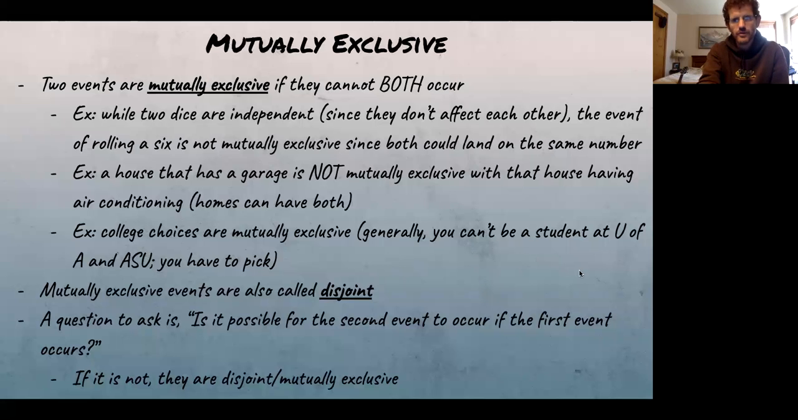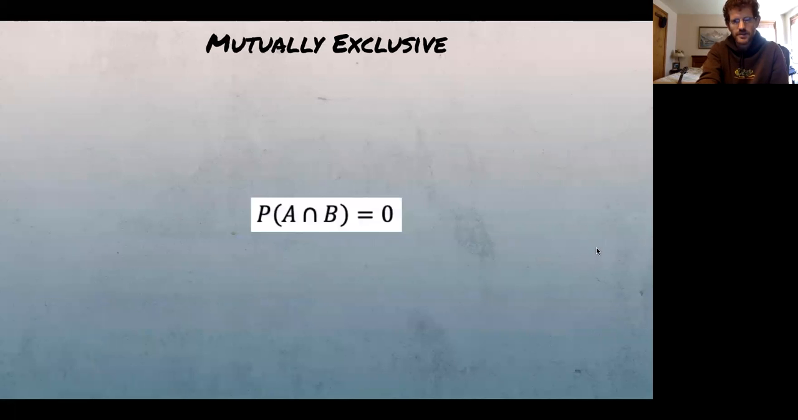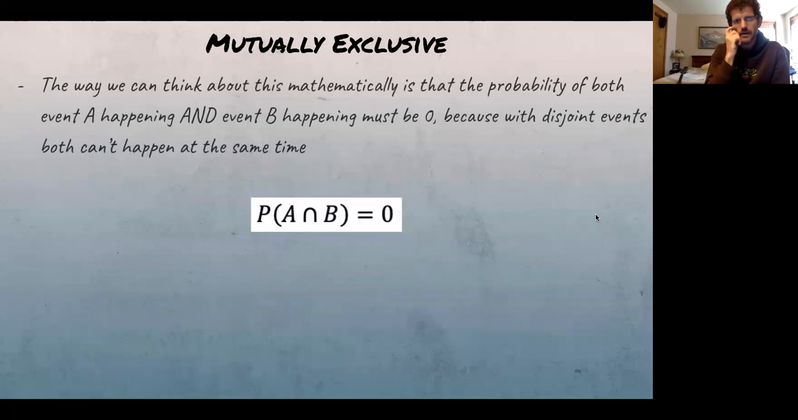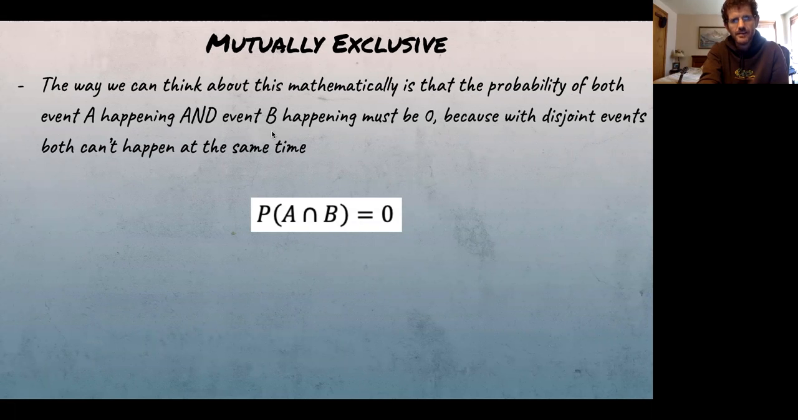And if you do have any questions, you can chat them at me, anything like that. Raise your hand. So now we're going to look at this mathematically. We're still looking at mutually exclusive. So there are 2 ways we can think about it. The probability of event A happening and event B must be 0 if they are mutually exclusive.